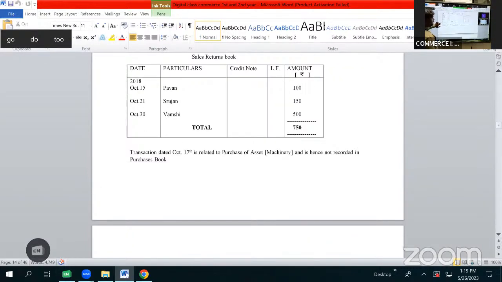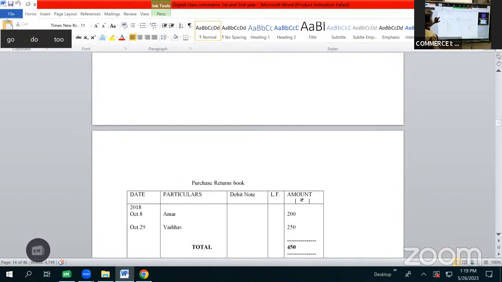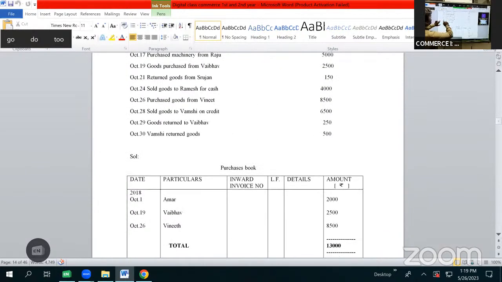So we can write a note that transaction dated October 24 is a cash transaction. Hence, it is not recorded in sales book. Then after October 24, we have a transaction on October 26.